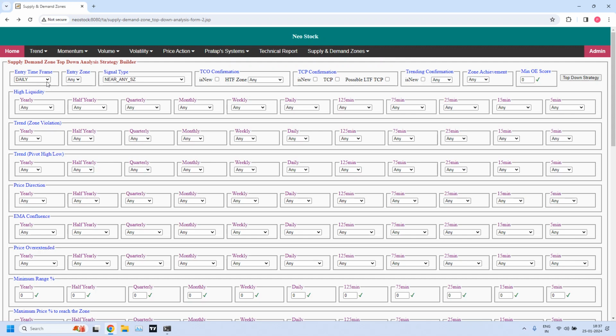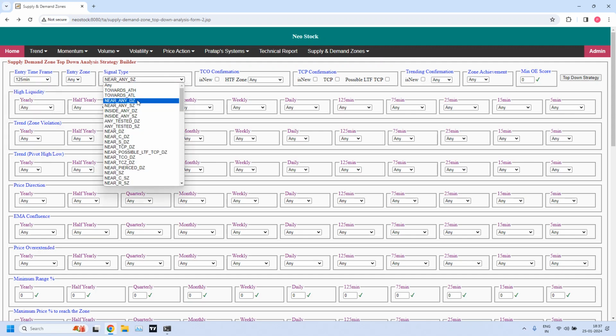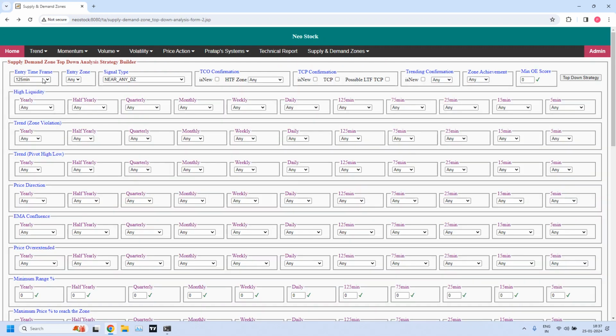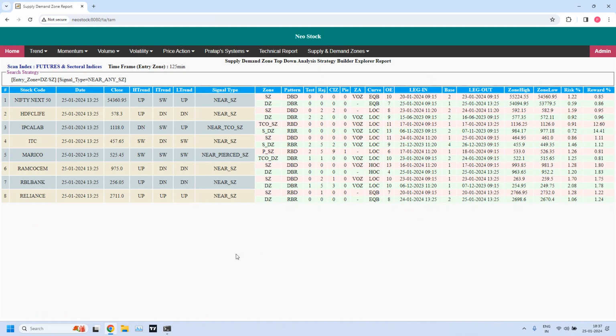So let me go back. Let me change the time frame to 125 minutes. Let us find the stocks near 125 minutes demand zone. So these 9 stocks are filtered. Let me go back. 125 minutes time frame. Let us find the stocks near 125 minutes supply zone. So 8 stocks are filtered.